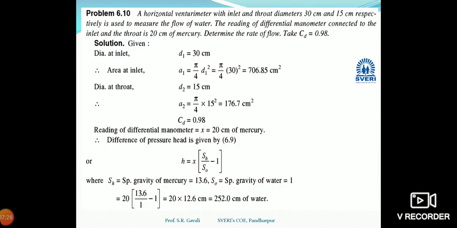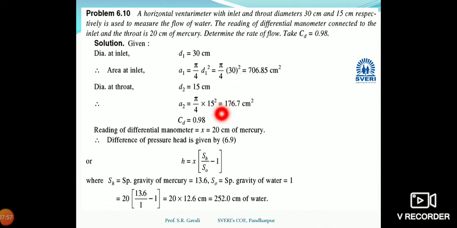Okay, now this is going to be the Venturi meter formula we know. Now we will see a numerical on the Venturi meter. A horizontal Venturi meter with inlet and throat diameters given as 30 centimeter and 15 centimeter respectively is used to measure the flow of water. The reading of the differential manometer connected to inlet and throat is 20 centimeter of mercury. So X is given as 20 centimeter of mercury, and determine the rate of flow. Take CD is equal to 0.98.